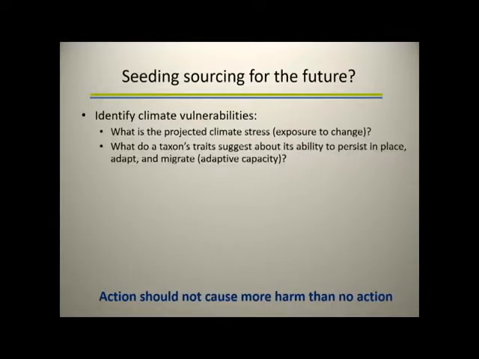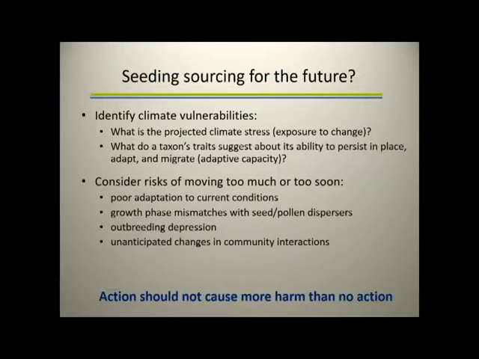How do we think about it? Well, we can identify climate vulnerabilities for all kinds of taxa, one at a time. So what is the projected climate stress, or the projected exposure to climate change at any particular place for a particular species? And what do a taxon's traits tell us about its ability to deal with the changes in place, or its ability to migrate: seed dispersal, pollen dispersal, sharing genes amongst different populations.